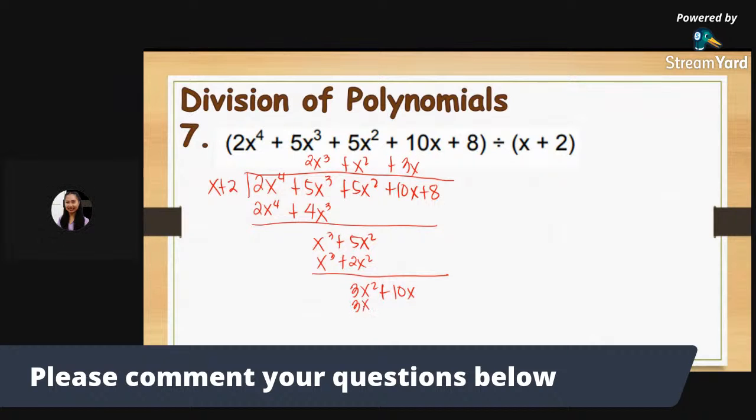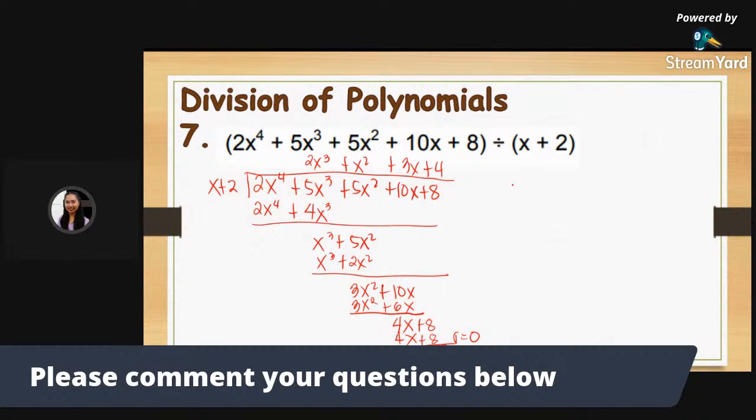3x times x, we get 3x squared. And 3x times 2, we get 6x. So subtract them. The answer is 4x, then plus 8. 4x divided by x, we get 4. And 4 times x is 4x. And 4 times 2 is 8. Take note that our remainder here is equal to 0.